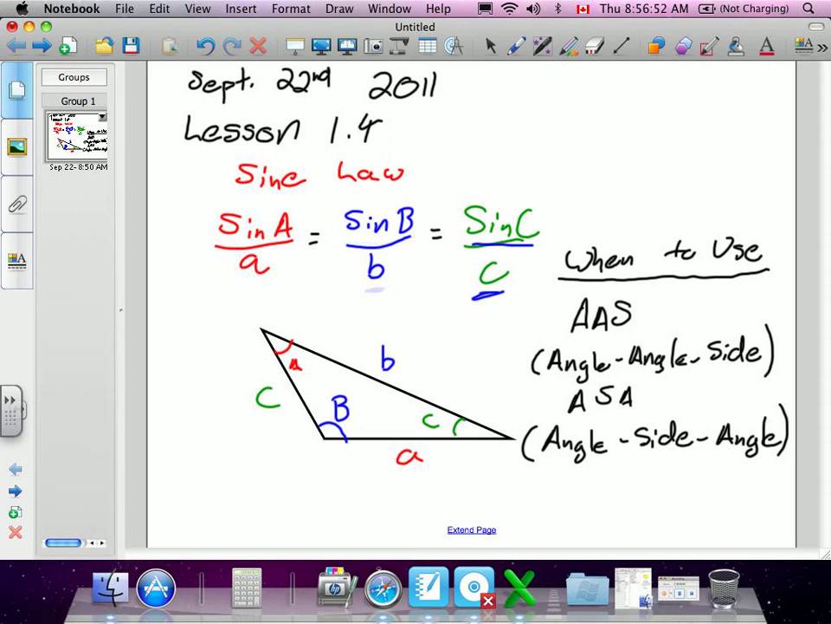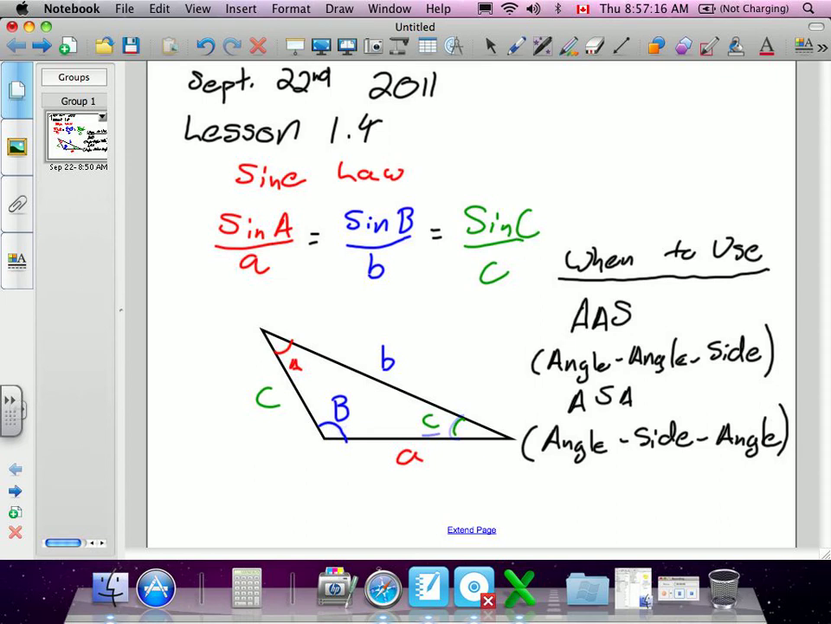In order to use this law, you first have to know how to set up a triangle. Okay? So I've drawn a triangle down here. The uppercase letters are all representing angles. So I have angle A is here, angle B, and angle C. To get the corresponding sides, it will be whatever side is opposite of that angle.